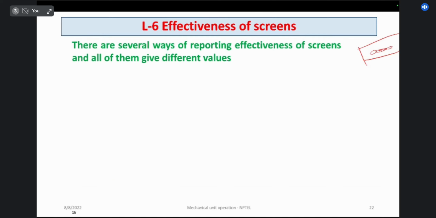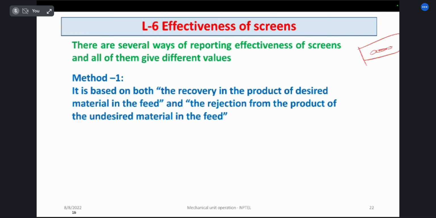So there are mainly three methods which we are going to discuss, and how we can use these three methods to understand the effectiveness of our screen. In the first method we will use both the rejection materials, undersized and oversized. So recovery in the product of desired material in the feed, and the other is rejection from the product of the undesired material. Suppose oversized is your desired material and undersized is undesired material. You consider both amounts, and from that you find the effectiveness of the screen.